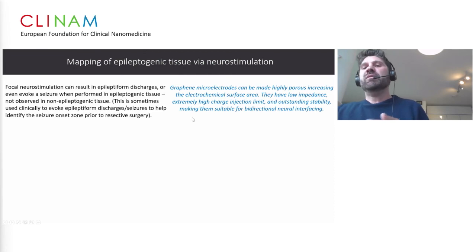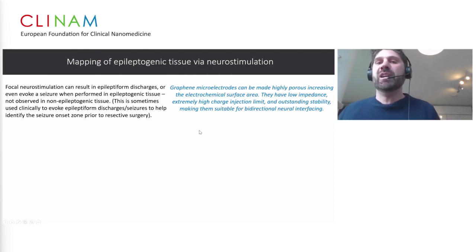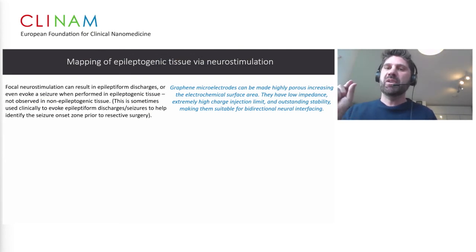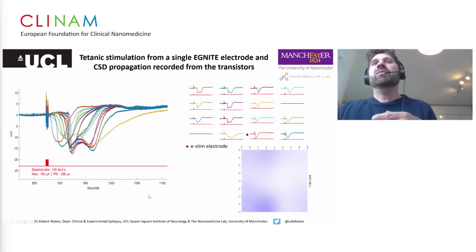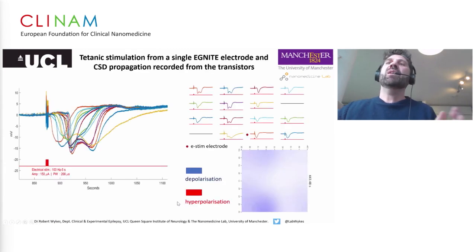And as you heard, graphene microelectrodes can be made very highly porous, which allows them to inject a lot of charge current from a very small surface. So we think that there are advantages here of trying to combine both the graphene transistor technology with the graphene stimulating technology. And so we have now, again, through our collaborators at ICN, the ability to have devices where we can both stimulate and record.